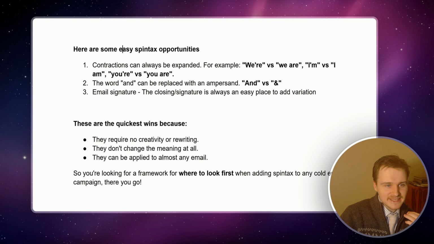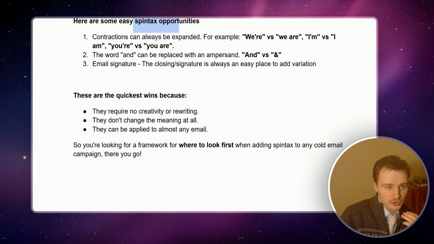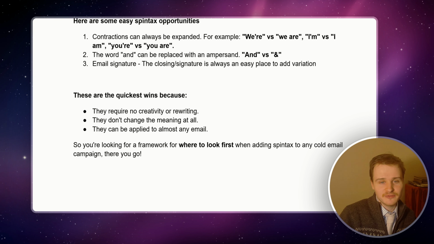And so here are some easy Spintax opportunities. One, contractions can always be expanded. For example, we're becomes we are, I'm becomes I am, and you're becomes you are, right? And you can do that with a bunch more. And the word and can be replaced with ampersand, that symbol there. That's just a quick one you could do.